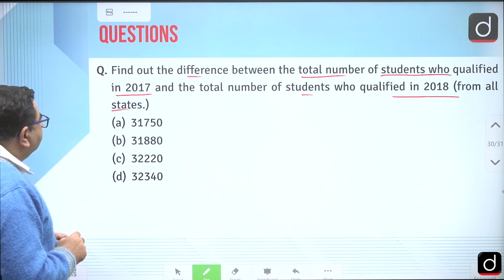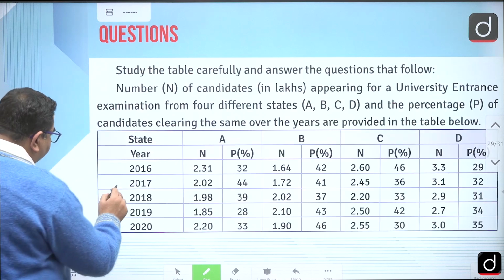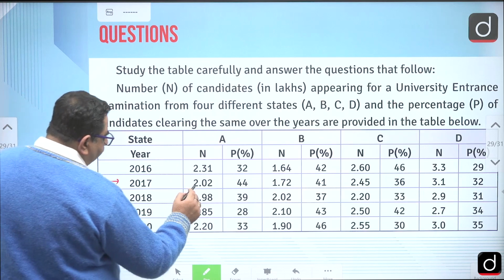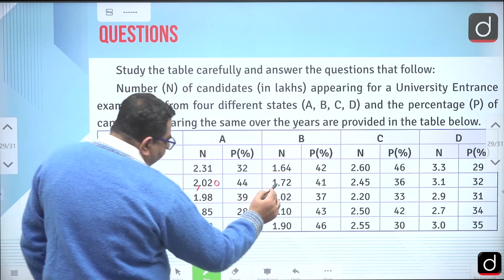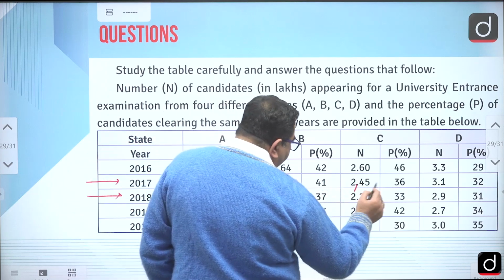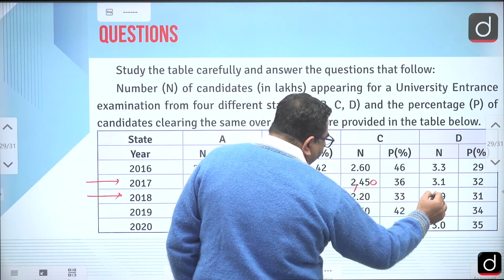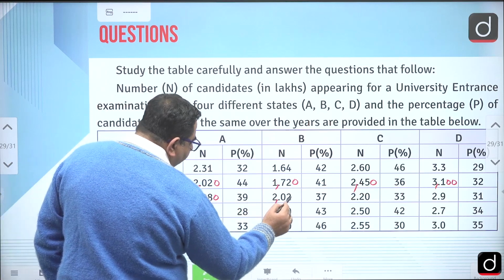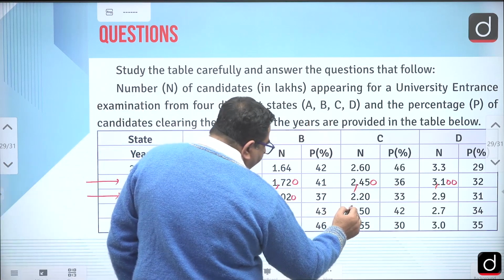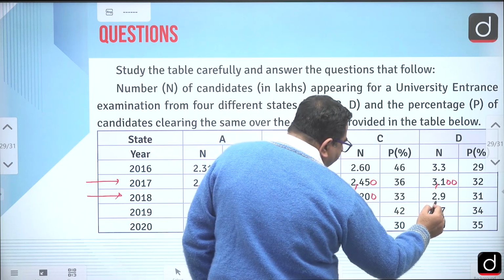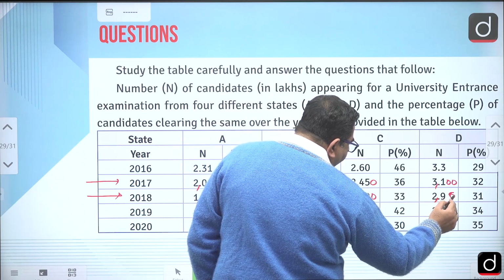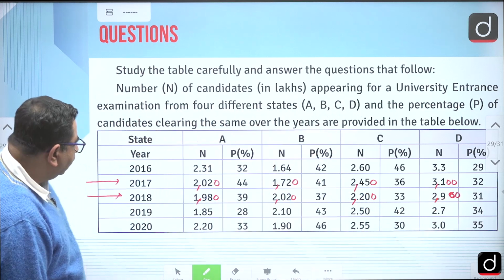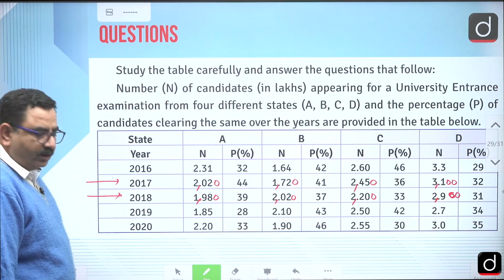Now in 2017 and 18, so this is 2017, this is 2018, right? So first of all we know this should be very much clear to us, that we have to multiply by 1000, right? Because this is the one thing which will make our calculation easy, right? Okay, now we have to check the difference.